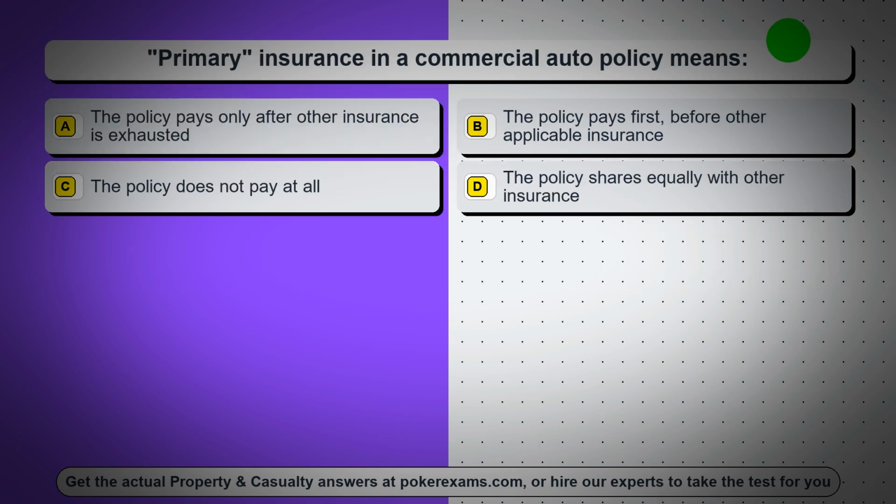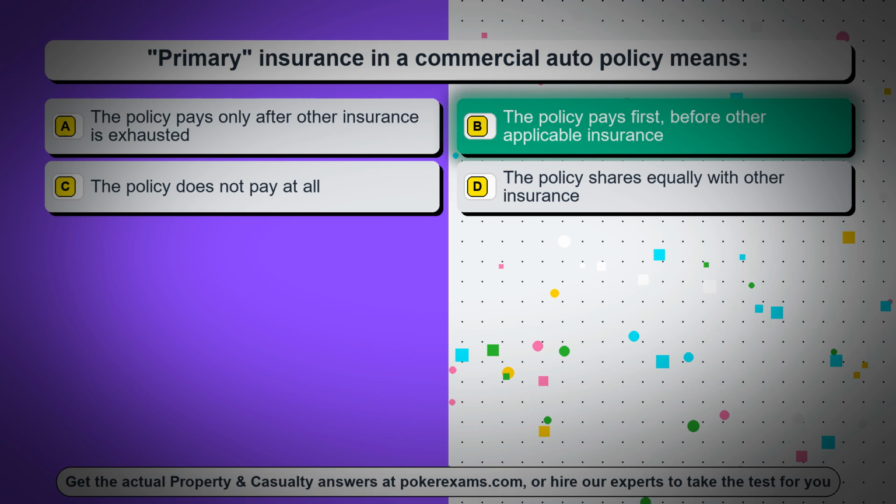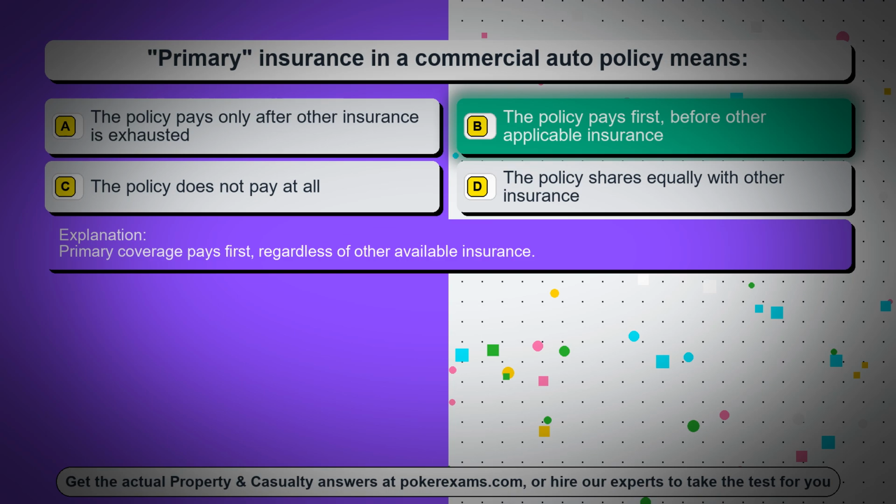Question 9. Primary insurance in a commercial auto policy means: Option A, the policy pays only after other insurance is exhausted. Option B, the policy pays first, before other applicable insurance. Option C, the policy does not pay at all. Option D, the policy shares equally with other insurance. The correct answer is Option B, the policy pays first, before other applicable insurance. Primary coverage pays first, regardless of other available insurance.